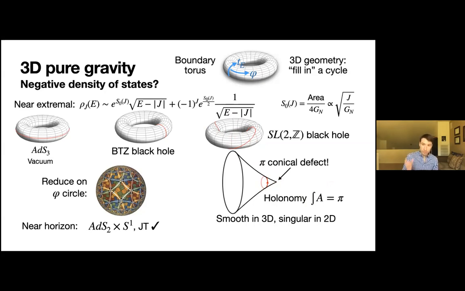So this suggests that the two-dimensional theory, if we want to describe these things, we need to include some extra dynamical ingredients that describe this sort of behavior. So we should include these sort of defects in the Jackiw-Teitelboim gravity theory that's describing the near horizon behavior of black holes.